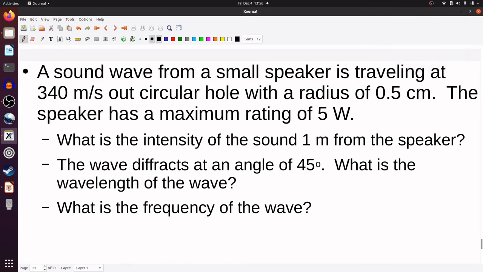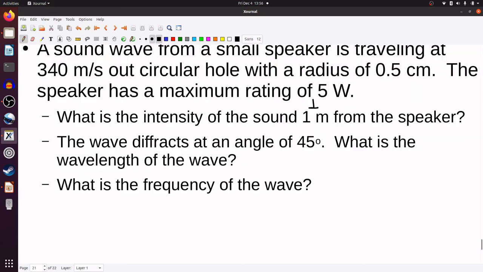All right, last problem. We have a sound wave from a small speaker traveling at 340 meters a second out of a circular hole with a radius of half a centimeter. The speaker has a maximum rating of 5 watts, so maybe your typical computer speaker, roughly. What is the intensity of the sound 1 meter from the speaker? We're going to say that's 1 meter perpendicularly. That does matter. Let me put a little symbol there because I need to be more exact. The wave diffracts at an angle of 45 degrees. What is the wavelength of the wave, and what is the frequency of the wave?